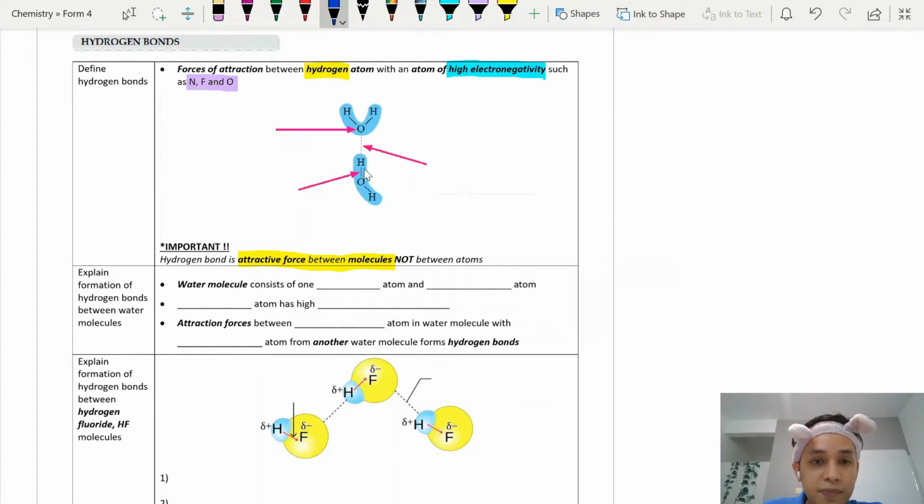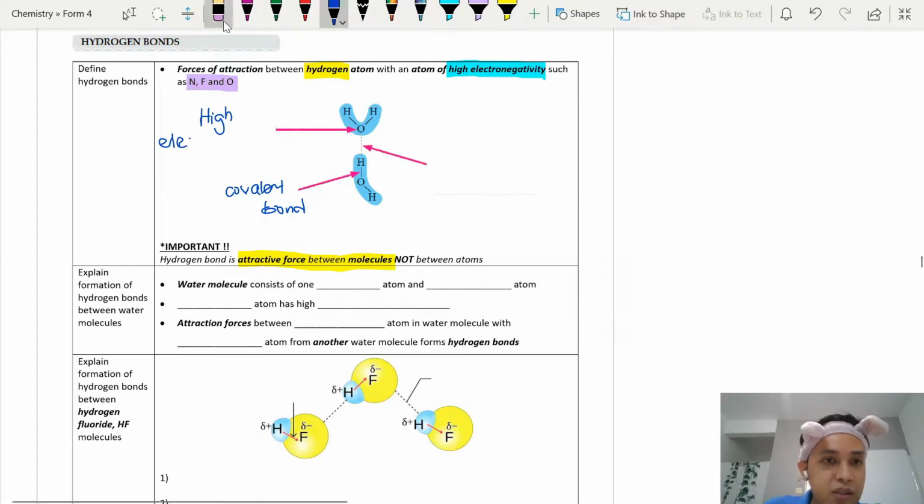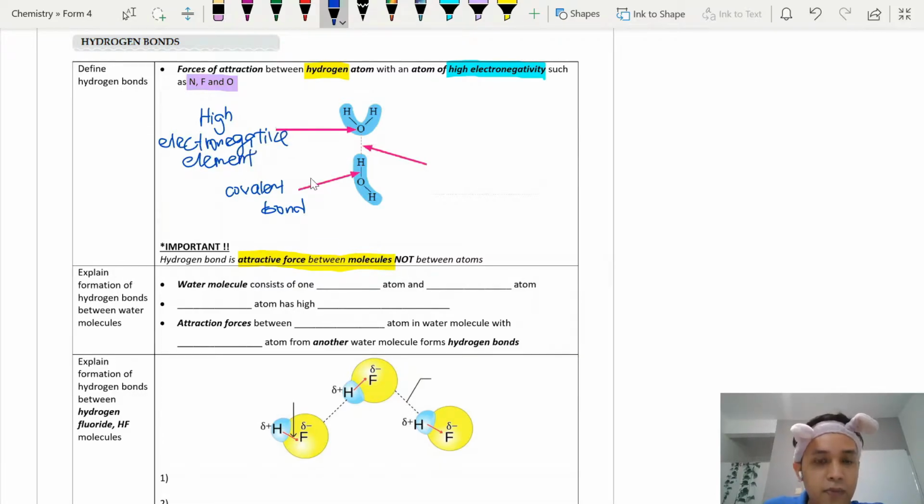Remember, first the bond between the hydrogen and the oxygen inside one water molecule. This one here is actually your covalent bond. Now oxygen is a highly electronegative element. The attractive force here between the oxygen and the hydrogen forms what we call the hydrogen bond.